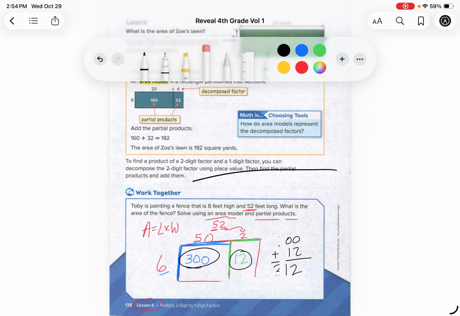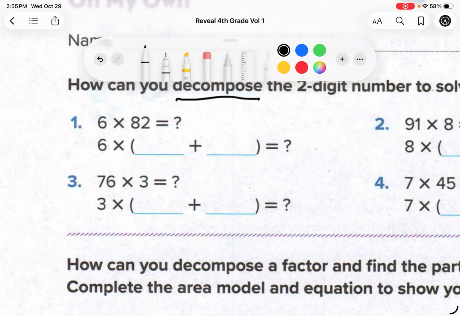So now let's begin with our samples. How can you decompose? Remember, that means break apart the 2-digit number to solve. Complete the equation. So it's not asking us to actually find the answer. It just wants us to break this number down. So we break it down by its place values. This is an 8, this is 80, and this is 2 1s. So we break it down, we decompose into 80 plus 2.